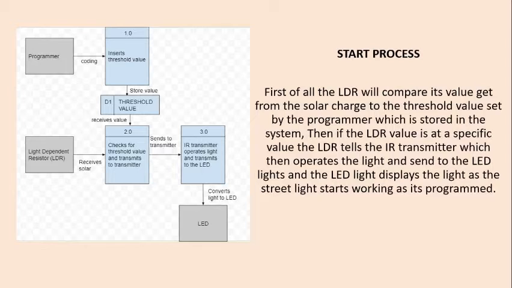How it works is, first of all, the LDR will compare its value from the solar charge to the threshold value set by the programmer, which is stored in the system. Then if the LDR value is at a specific value, the LDR tells the IR transmitter, which then operates the light and sends it to the LED lights, and then the LED light displays the light as the street light starts working as it's programmed.